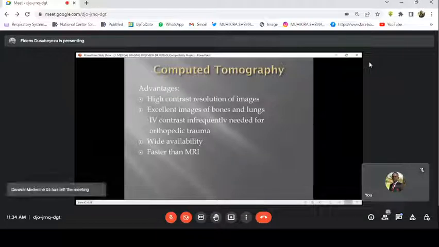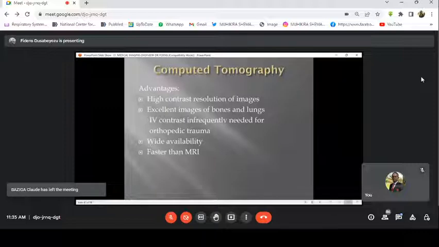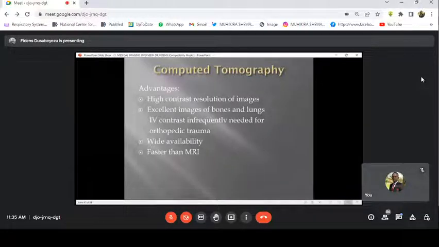Number two, in imaging bones and lungs. Very good. CT scan is good in bone imaging and lung imaging. And number three, for contrast we give, it's not good for the body. It can even harm the kidneys. But for CT scan of the bones in an orthopedic patient, we don't use the IV, we don't give contrast. So that's another advantage, by the way.